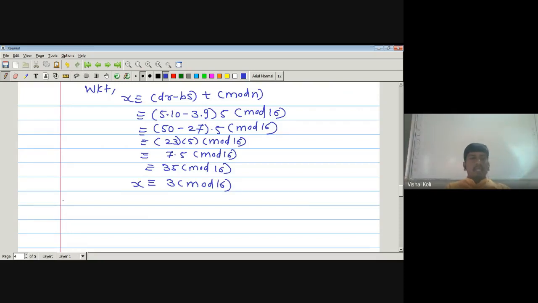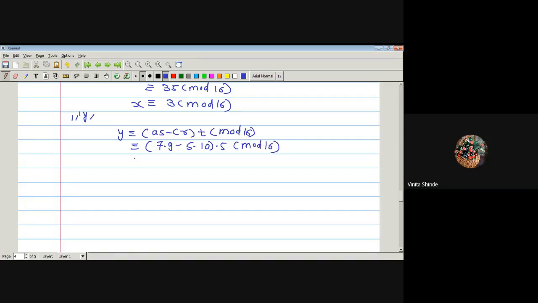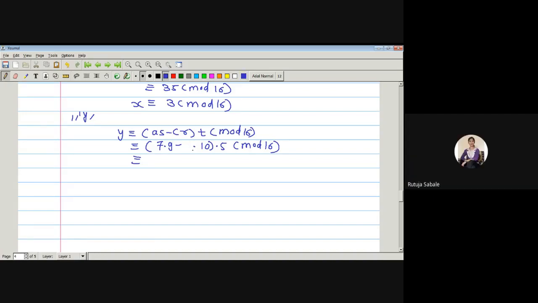Similarly, y is congruent to (as minus cr) into t modulo 16. Now put the values of a, s, c, r and t. a is 7 into 9, minus c is 5 into r, which is 10, into 5 modulo 16. What is the value of c? The value of c is 2, sir. Yes, yes, yes. 7 into 9?